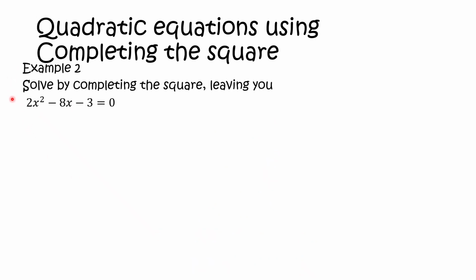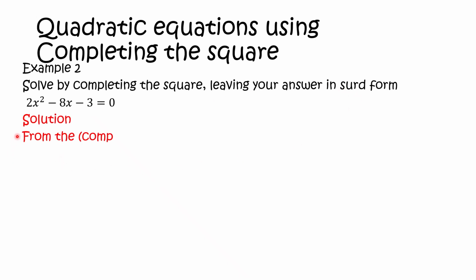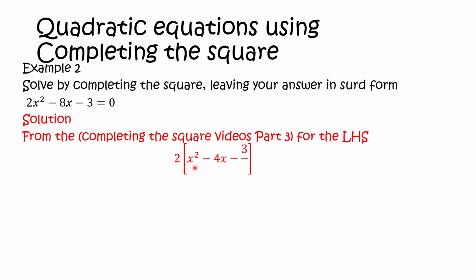Let's look at example 2. Solve by completing the square, leaving your answer in surd form: 2x squared minus 8x minus 3 is equal to 0. The solution. Also recall from our completing the square video part 3, we focus on the left-hand side and take a look at this.